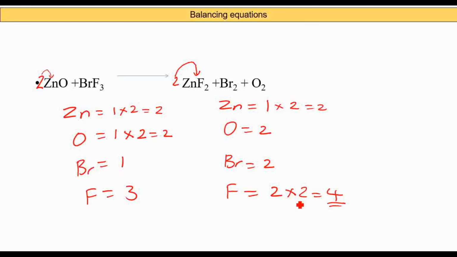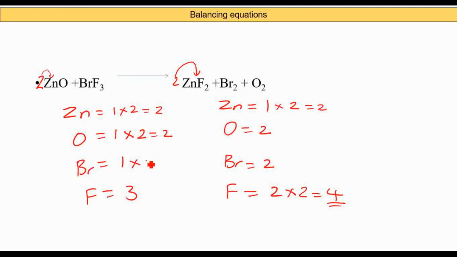Good. But there's no way for me to get 3 and 4 here, and my Br straight away there is 2 and 1. So ideally, I need to think about how I can get my Br to be the same as that, and also an odd number and an even number. So how can I get this odd number to be an even number? That's how you should be thinking.